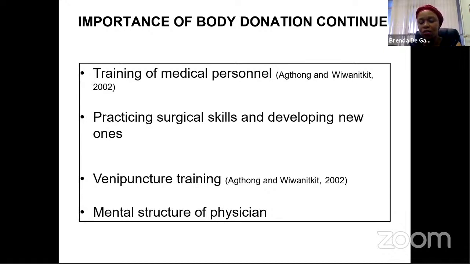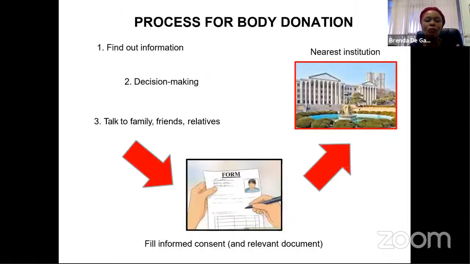It's also used for training of medical personnel, of course, like how we train future medical doctors, practicing surgical skills and developing new ones, venipuncture as well, and the mental structure of the future physician. For someone who wouldn't know the process of becoming a body donor, the first important thing is to find out information about body donation. The best way to do that is to go to your nearest higher education institution or university that teaches human anatomy or is involved in the training of medical students and future health professionals, so that you make an informed decision. It's very important.